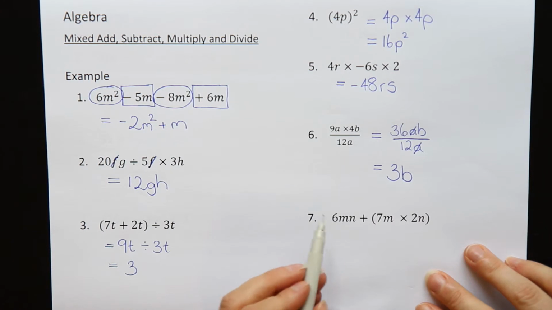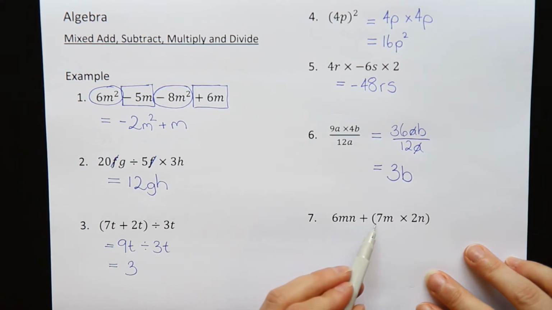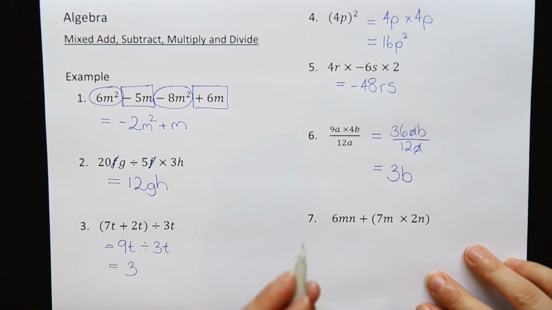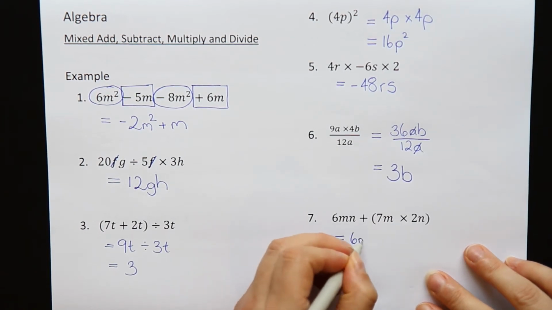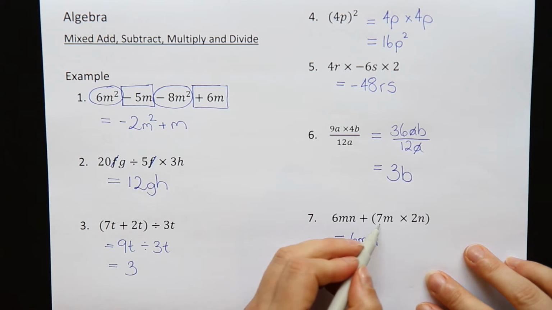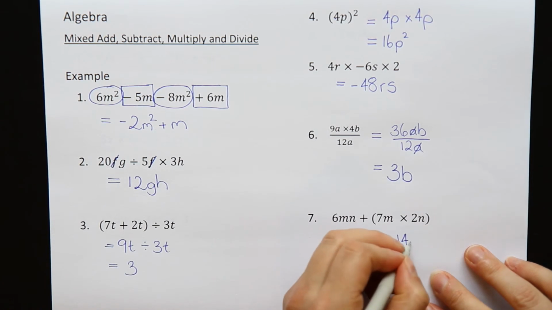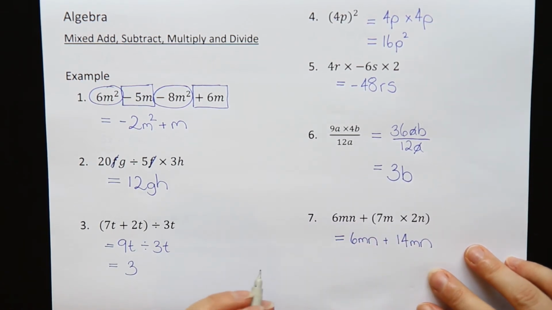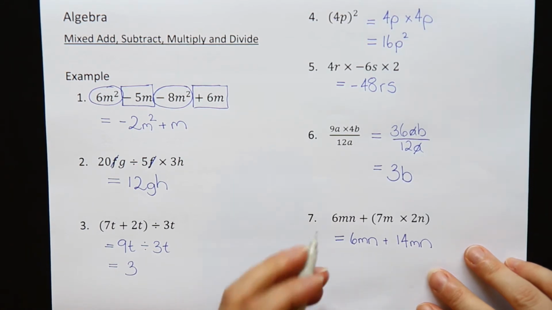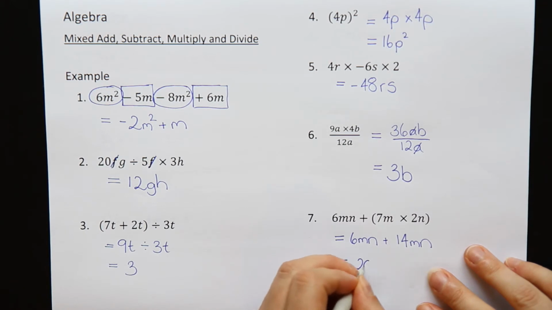And question 7, 6mn plus, in brackets, 7m times 2n. Okay, so doing the brackets first, let's leave the 6mn sitting out the front. 7 times 2 is 14, and the mn will combine after that. Now we want to do the addition. Now we can only add if they're like terms, and they are, they're both mn's. So I can do 6 plus 14, which is 20mn.